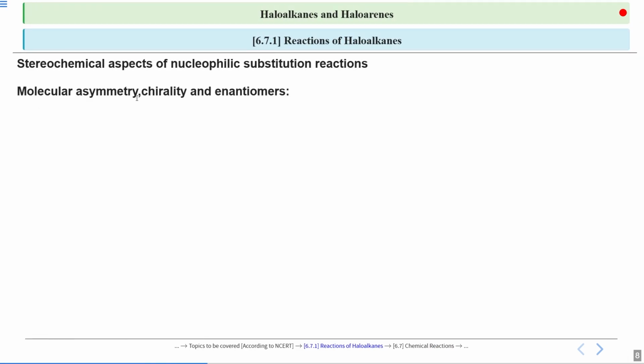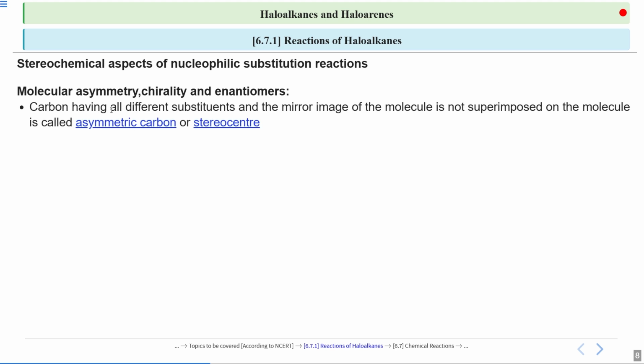Molecular asymmetry, chirality, and enantiomers. So let's see what these are. A carbon having all different substituents, whose mirror image is not superimposable on the molecule, is called an asymmetric carbon or a stereocenter.